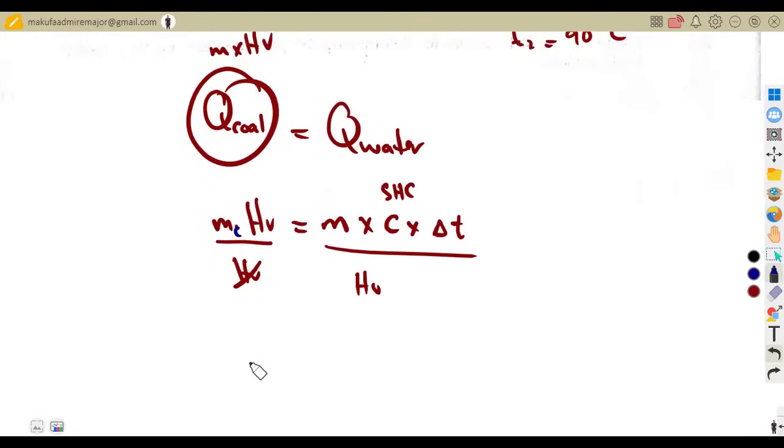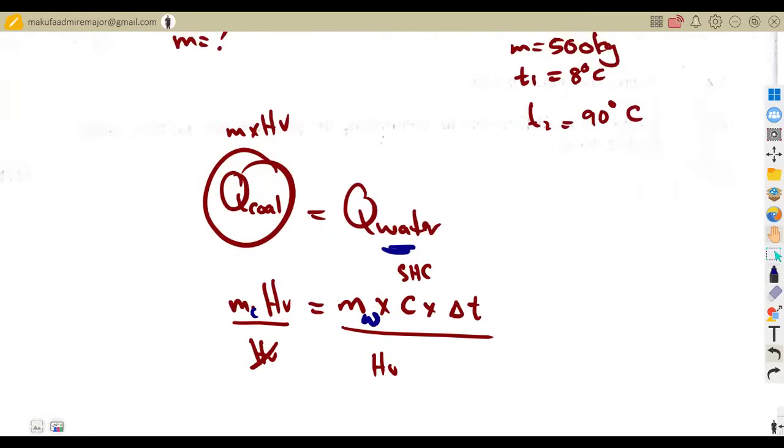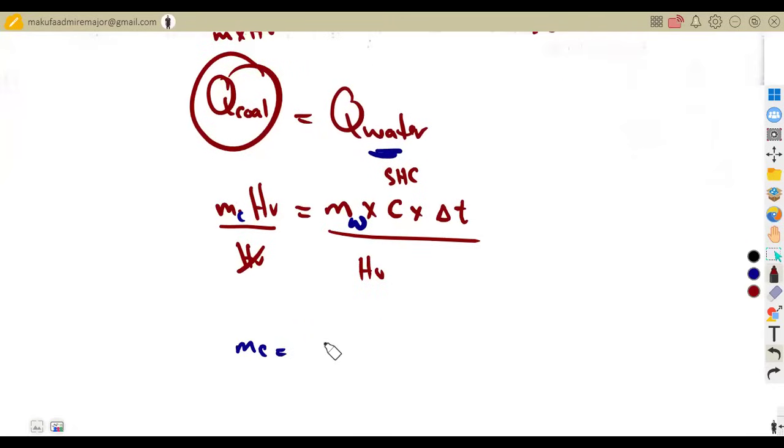But I'm just going to combine this. So the mass of coal is going to be equal to the mass of water. Remember, here we're considering water. And what is the mass of water? The mass of water is 500 kilograms. So that's 500 kilograms in that case.